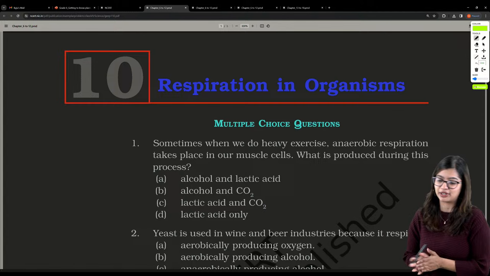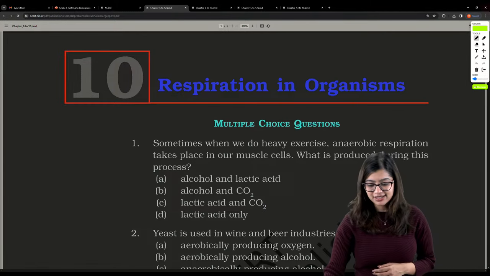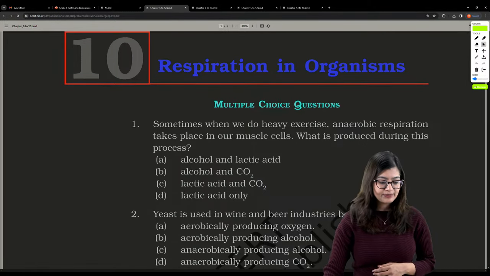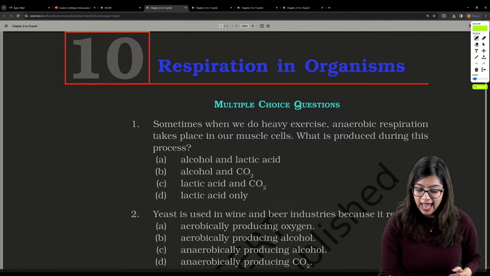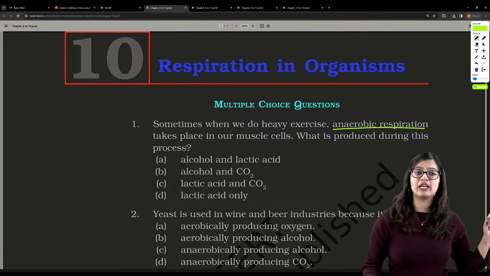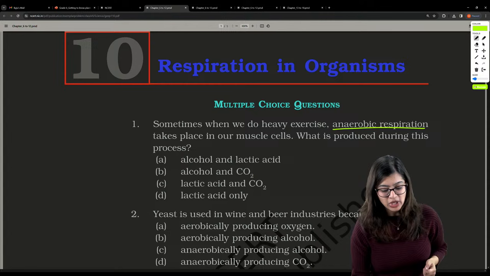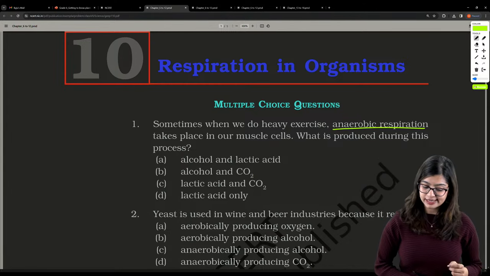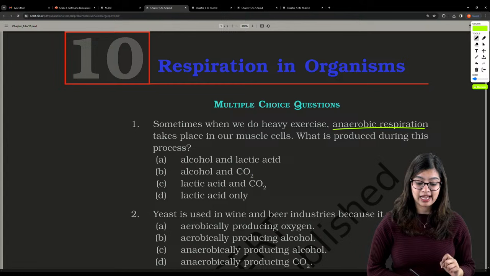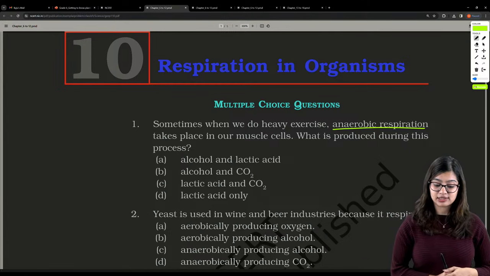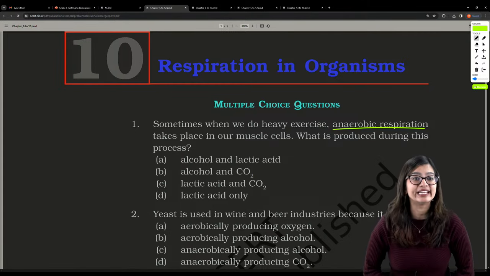Most awaited chapter. Now, first question, all of you, on our screens. Sometimes when we do a lot of heavy exercise, anaerobic respiration takes place inside our muscle cells. What is produced during this process? Alcohol, lactic acid, alcohol and carbon dioxide, lactic acid and carbon dioxide, or lactic acid only.